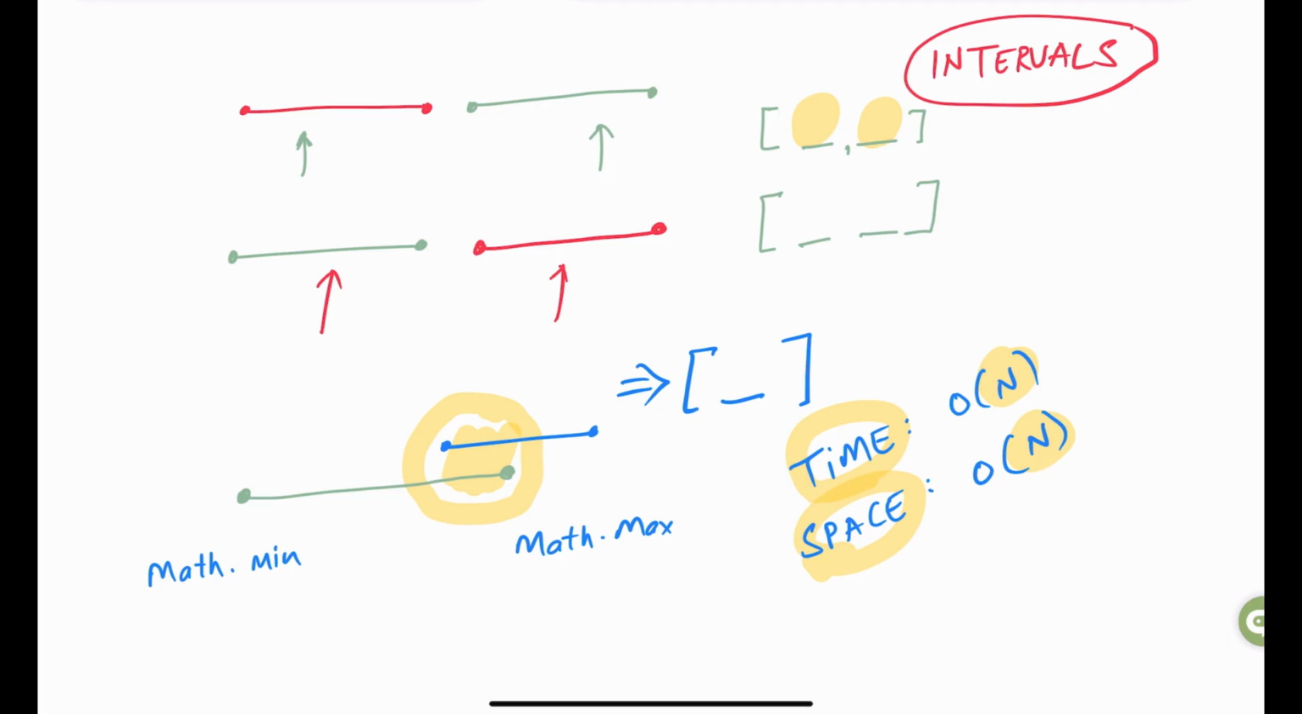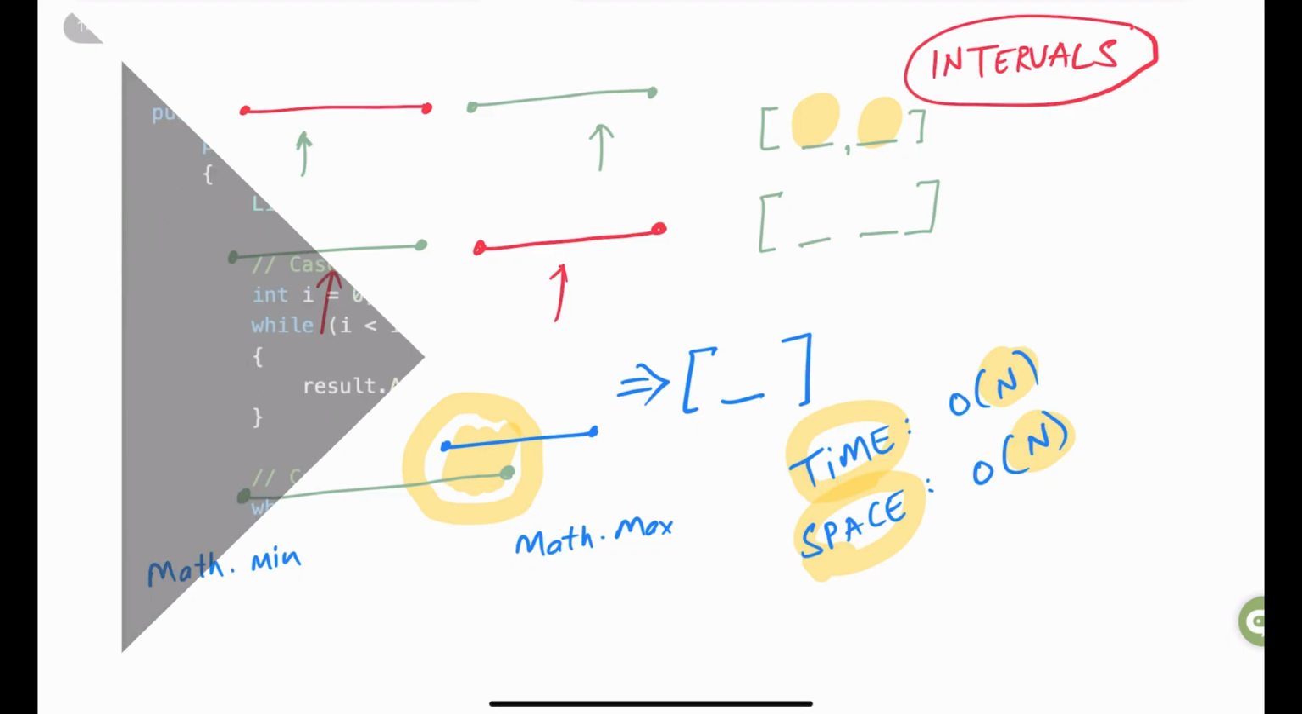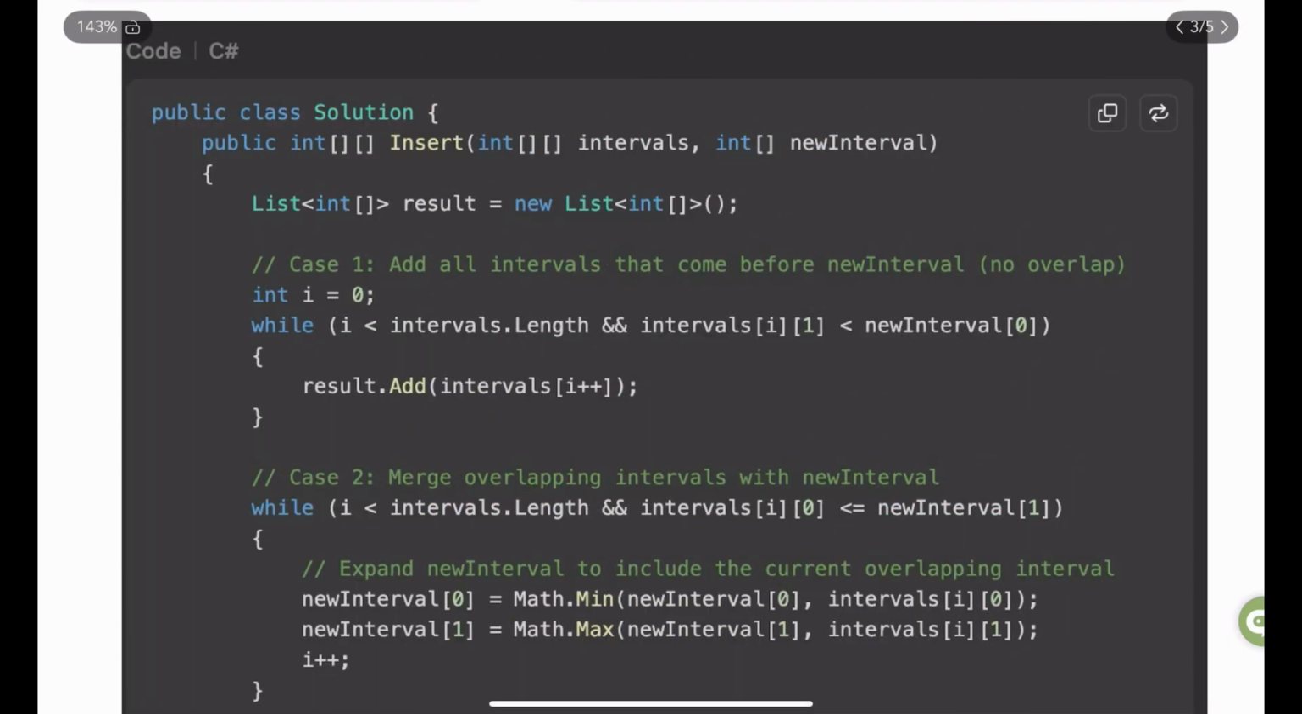Let me show you how we can implement this using C#. Here is my C# solution. I start by initializing my results variable, which will hold all of the intervals that need to be returned. The first case is to cover all of the intervals that are before the new interval that we are trying to add, and there is no overlapping region between them. We are simply adding the intervals into the result array.